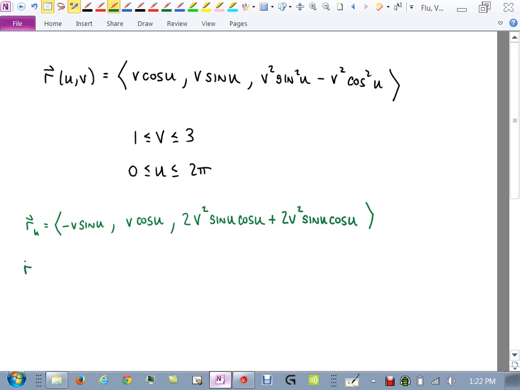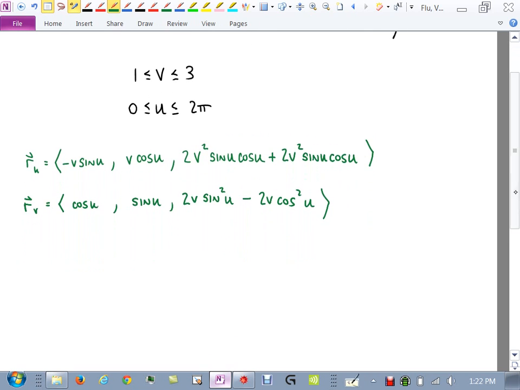What's partial with respect to V? Cosine U, sine U. Two V sine squared U, or no, minus 2V cosine squared U. And now I have the distinct pleasure of crossing those, right? You ready to cross those?